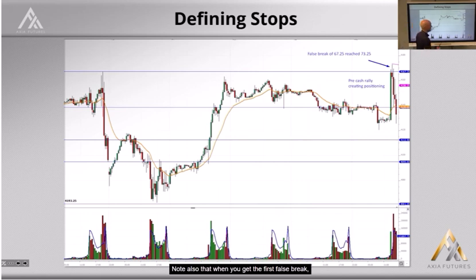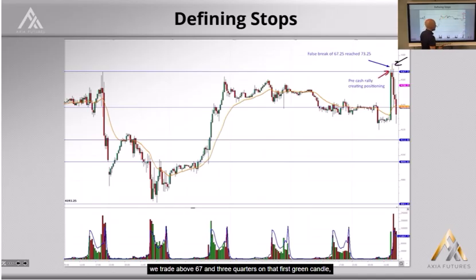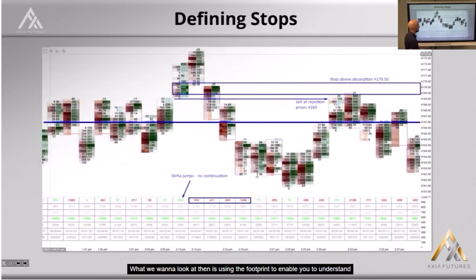Note also that when you get the first false break, it goes again. We trade above 67 and 3/4 on that first green candle, then we trade higher. Then even on the next candle, once you would think we're back below 67 and a quarter, it still trades above the level again. This is where people get caught out. They try and sell, then they stop out, and they sell and they stop out, and they sell and they stop out. What we want to look at then is using the footprint to enable you to understand what's going on a bit better. Now, first time we get up there, up towards 67.